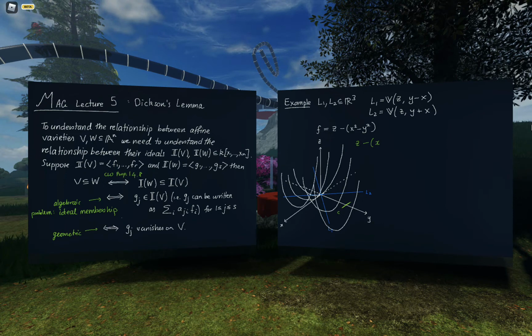And then the y direction comes through like that. I think it's not so easy to get this in your head correctly, but I hope you can see the saddle there. So this surface that I'm drawing here is the vanishing locus of f. All right, so I claim that Li is contained in the vanishing locus of f.